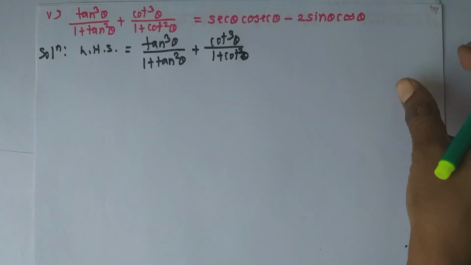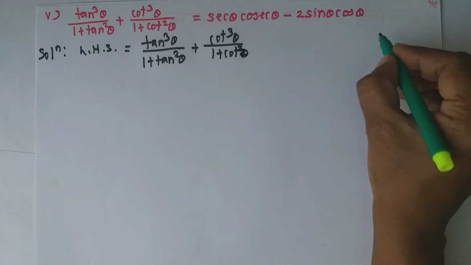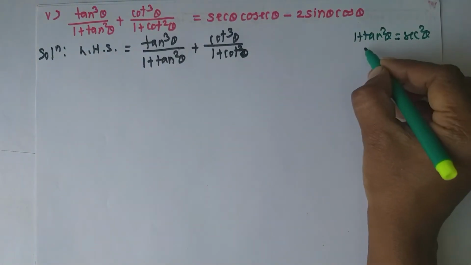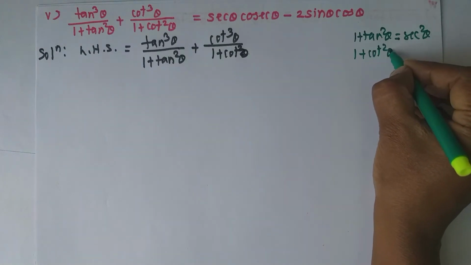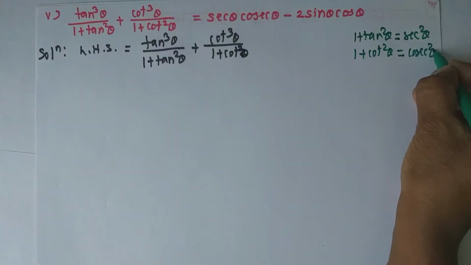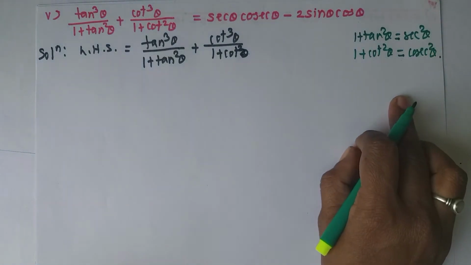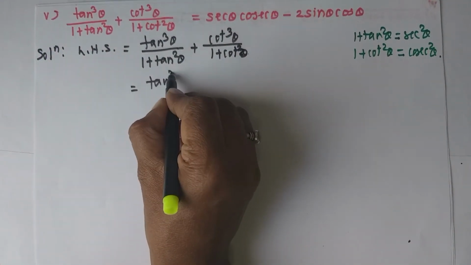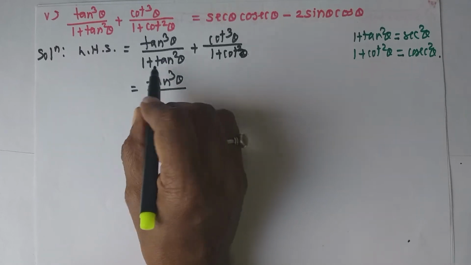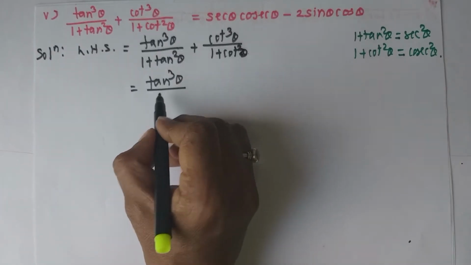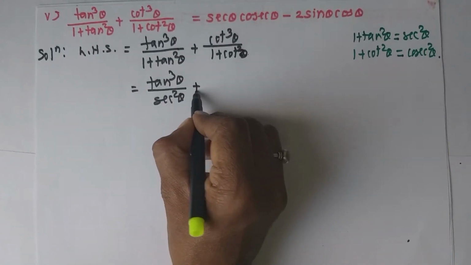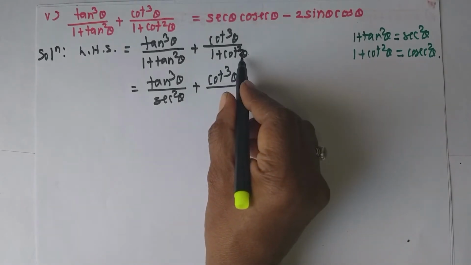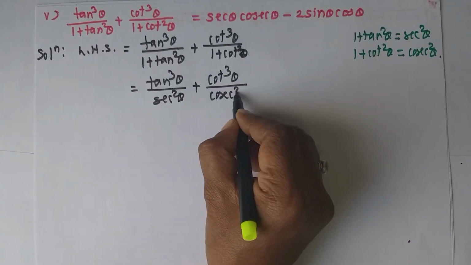Okay. Here we will use the identity. We know that 1 plus tan square theta means sec square theta and 1 plus cot square theta means cosec square theta. We will use these two identities. Here in the solution you keep tan cube theta as it is, and value of 1 plus tan square theta will be sec square theta. Keep cot cube theta as it is, and value of 1 plus cot square theta cosec square theta.